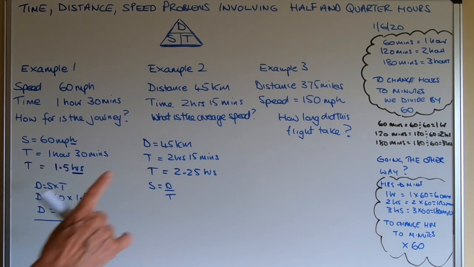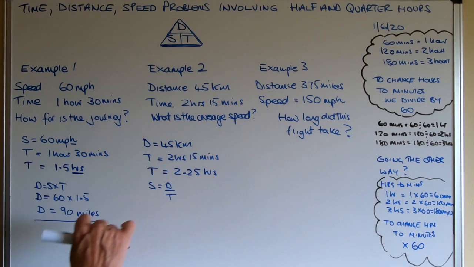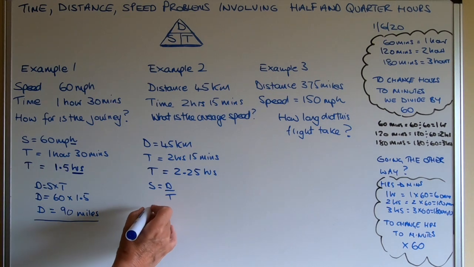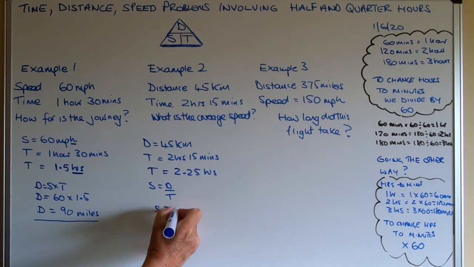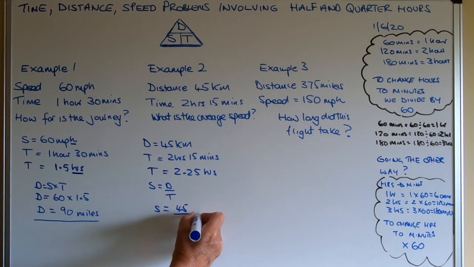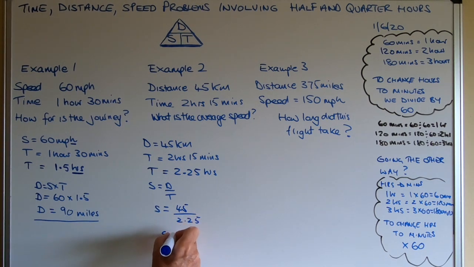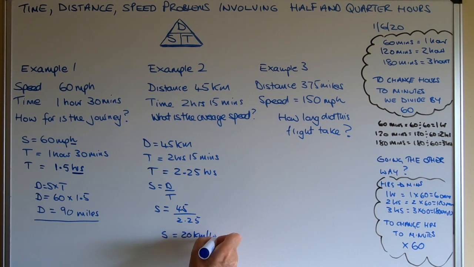Now we're in business, we've got kilometres and hours, so our speed is going to be in kilometres per hour. Speed is equal to 45 divided by 2.25. Three lines of working once we've sorted that out. 45 divided by 2.25, that would be 20 kilometres per hour.